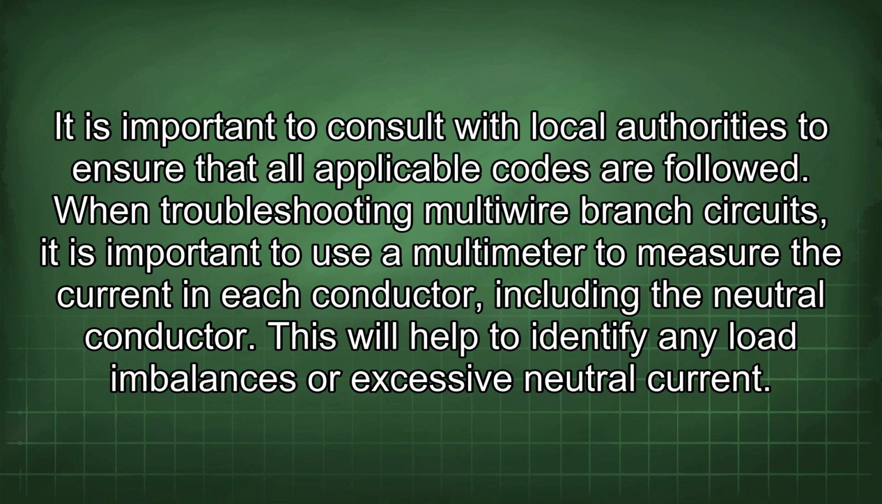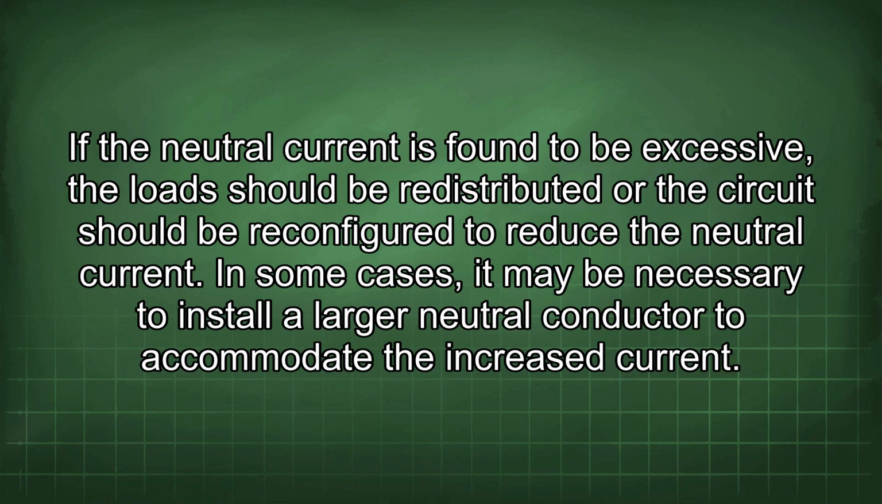When troubleshooting multi-wire branch circuits, it is important to use a multimeter to measure the current in each conductor, including the neutral conductor. This will help to identify any load imbalances or excessive neutral current. If the neutral current is found to be excessive, the load should be redistributed or the circuit should be reconfigured to reduce the neutral current. In some cases, it may be necessary to install a larger neutral conductor to accommodate the increased current.